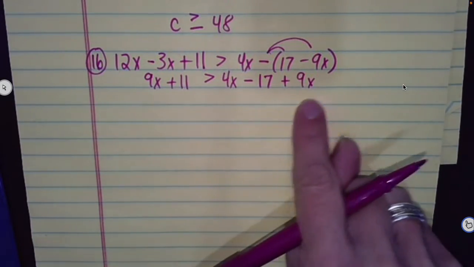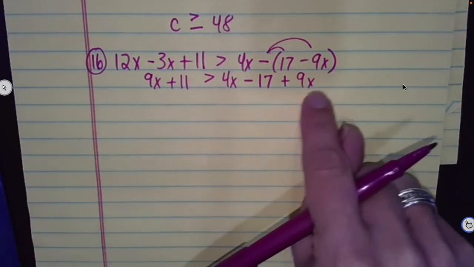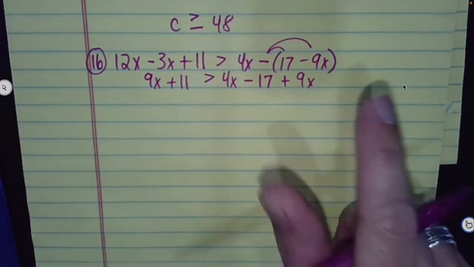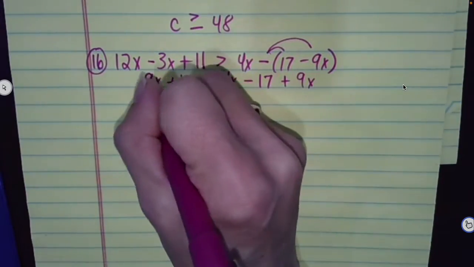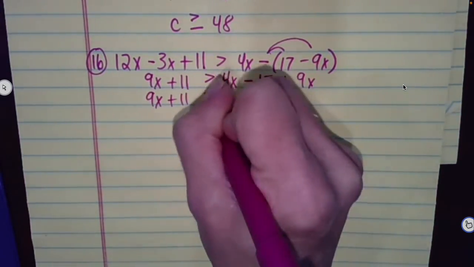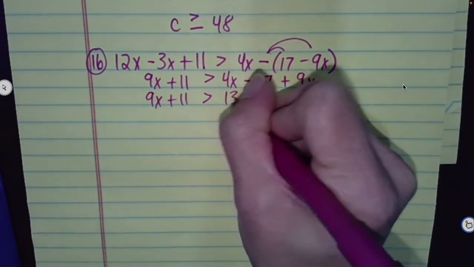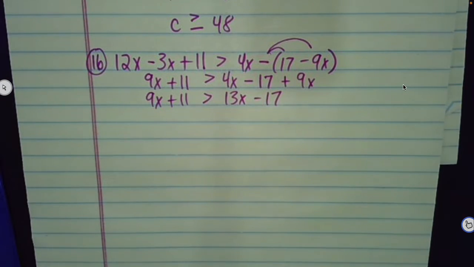Now, over here, can I combine anything? It's just 0. Yeah, 4x and 9x. Those are like terms. So let me just bring everything else down. And 4x plus 9x is 13x. And then I brought down my minus 17. Then what would I do?